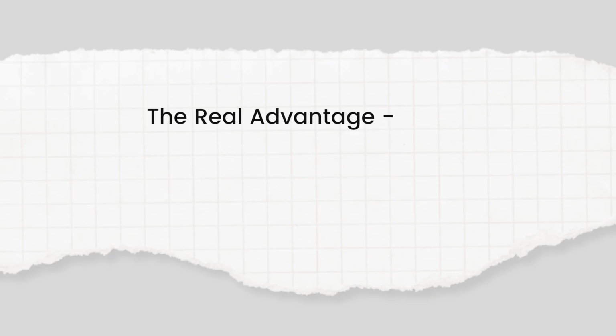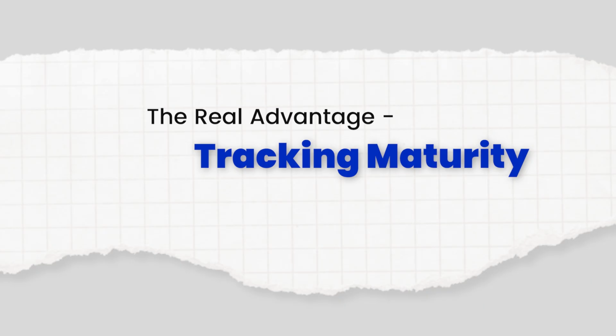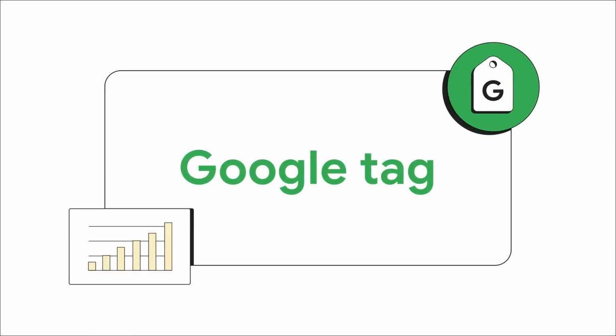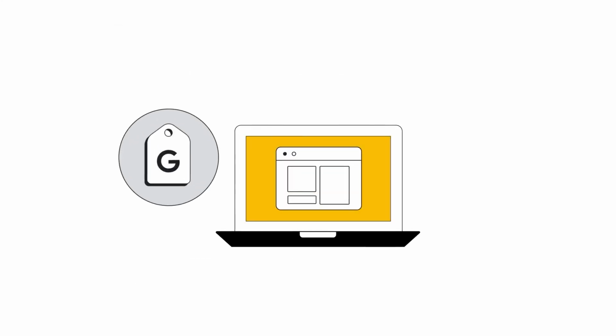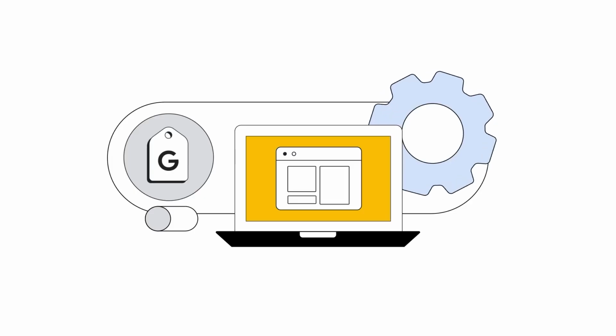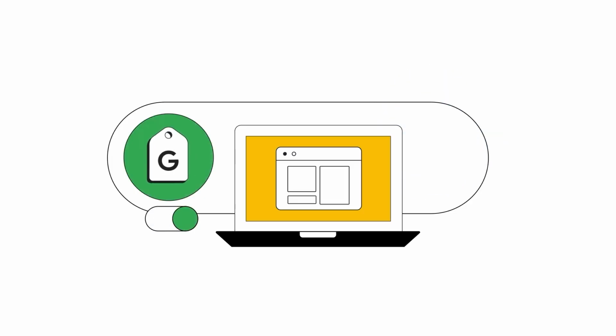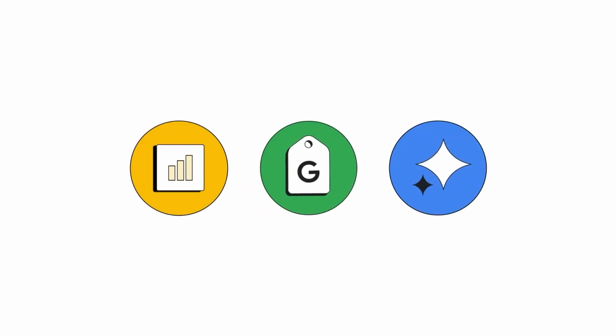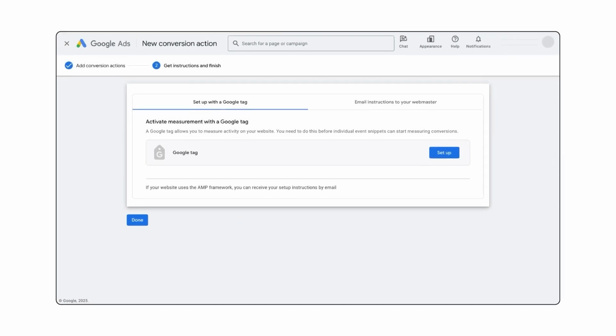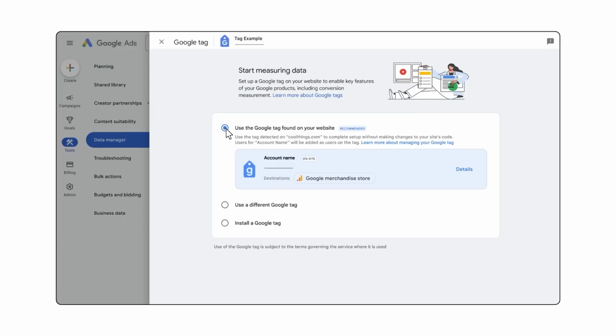If you think Google Ads is just about writing good headlines and choosing keywords, you're only seeing the surface. The real advantage comes from tracking maturity. Beginners usually set up a simple thank you page conversion and stop there, but serious scaling requires Google Tag Manager, GTM. Instead of hard-coding multiple tracking pixels into a website, GTM acts as a container where you can manage tags for platforms like Google Ads, Facebook, LinkedIn, or Hotjar without touching the site's code.